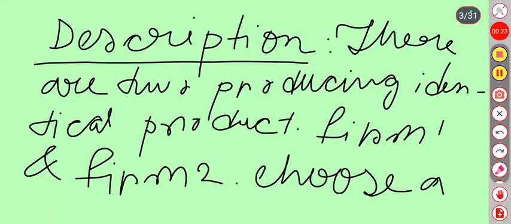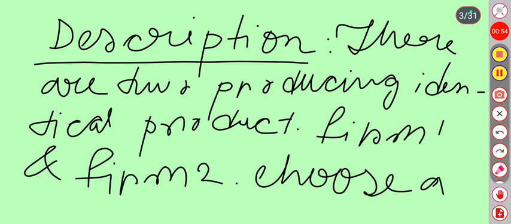The description of this game is: there are two firms, firm 1 and firm 2. Firm 1 chooses a positive quantity, and firm 2 observes how much quantity firm 1 produces. On the basis of that, firm 2 will choose its quantity, that is Q2. The profit of firm i, where i means 1 and 2, is pi i.